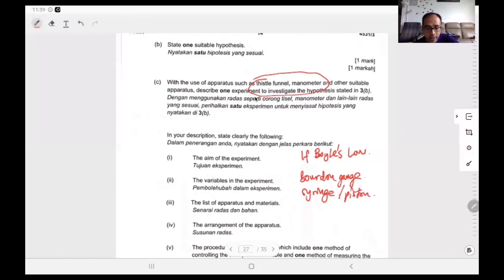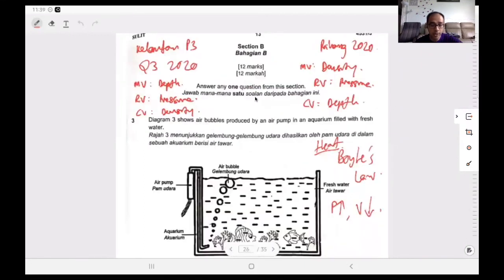But because over here they specify Tissot funnel and manometer, and you must use these two, you cannot use any other thing. I mean, these two must be included in your apparatus. So Tissot funnel and manometer shows us that it is pressure in liquid. That means our manipulated variable in this question will be: the bigger the depth, the bigger the pressure. And the bigger the density, the bigger the pressure.